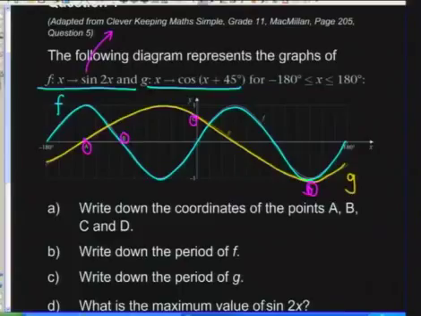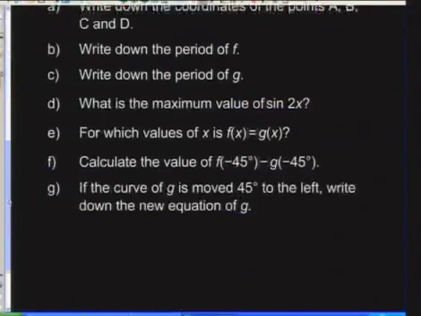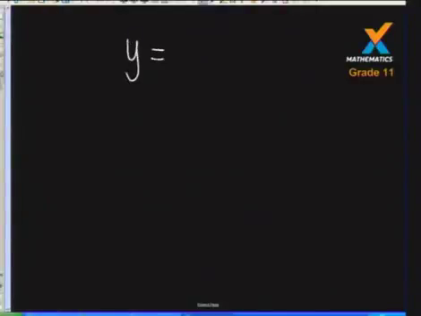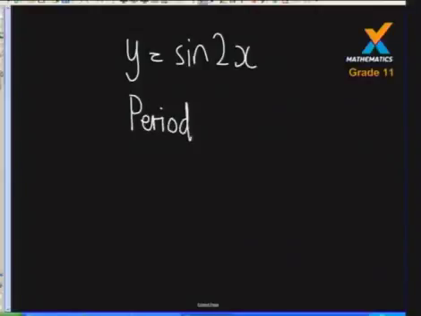Let's go down a little bit and do some calculations, or actually let's go on to another page. There we go. So they've given us the graph, and we're going to establish in a moment whether we agree with them. Y equals sine 2x. What is the period of this new graph? The period is my period for my parent graph, and I'm going to divide it by the coefficient, which is 2, so that's 180 degrees.